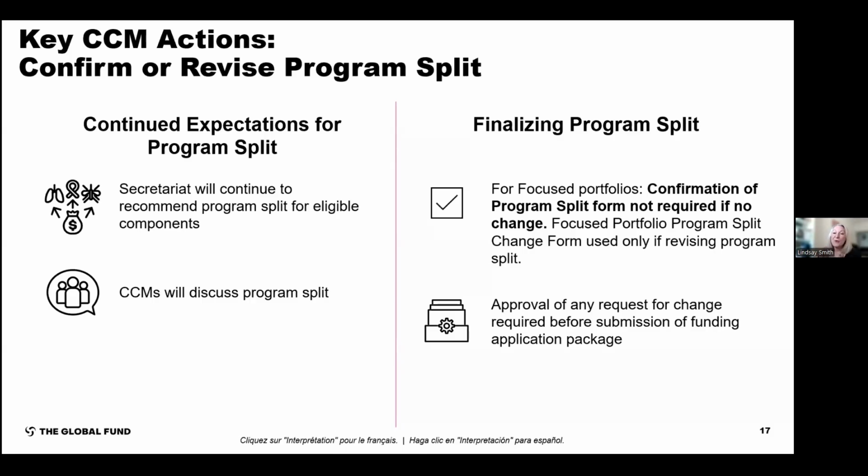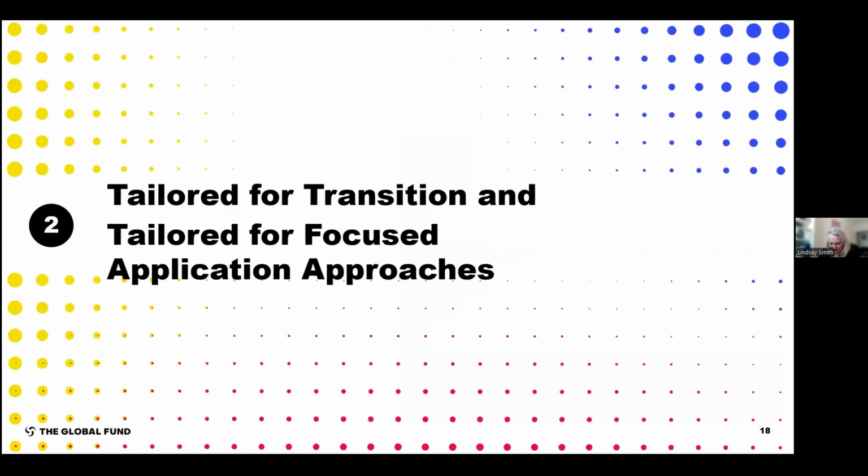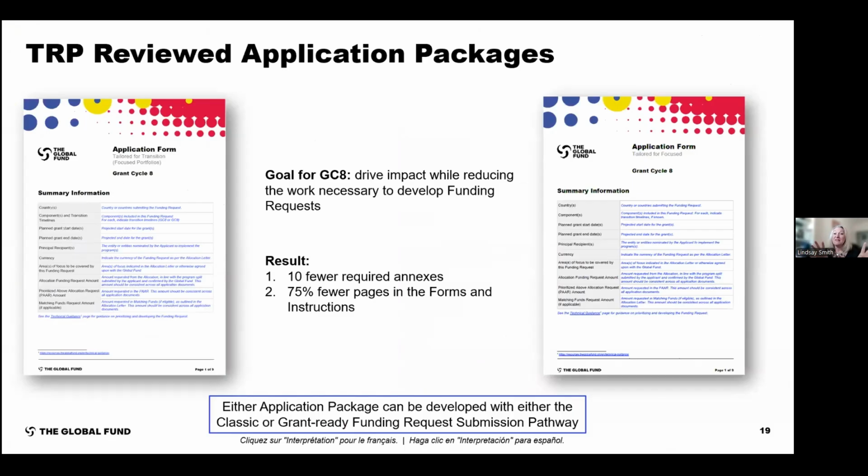Okay, now we're going to go into the section on the actual application approaches themselves, and we're going to look at some of the details on what the requirements are. For both of these application packages that are a funding request, both the tailored for transition and the tailored for focused, I want to reassure you that we've done a significant effort to streamline as much as possible. We have 10 fewer annexes than we have in previous cycles, significantly fewer pages in the forms, fewer questions, less dense instructions. And so both of these funding request applications can be developed with either the classic or the grant-ready submission pathway, but the actual application forms themselves are exactly the same, regardless of whether or not you choose the classic or the grant-ready submission pathway.